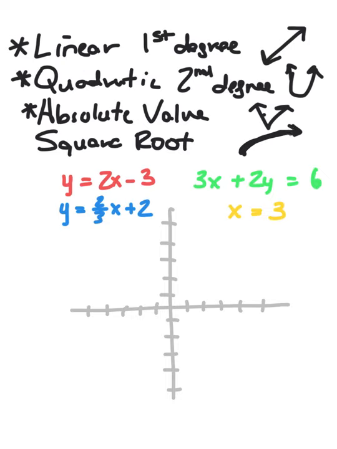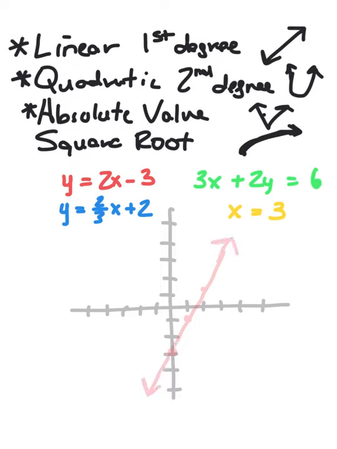So I'm going to do a few examples of each of these, and then you'll have an assignment to show your understanding. So the first one is y equals 2x minus 3. So this is a line. It's first degree. It's in slope-intercept form. So negative 3 is your y-intercept. Your slope is 2. You'd go up 2 and over 1, up 2 and over 1, and then you would draw your line.